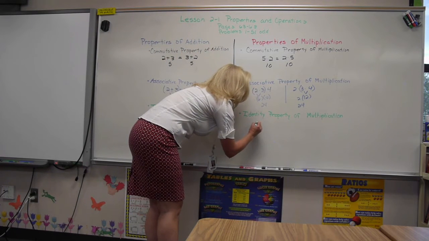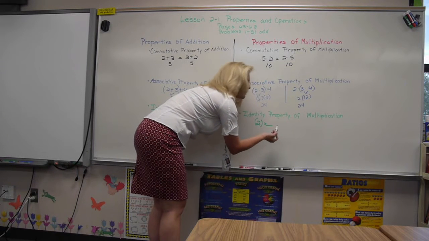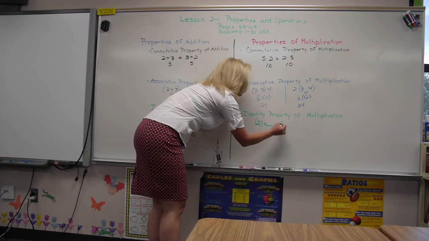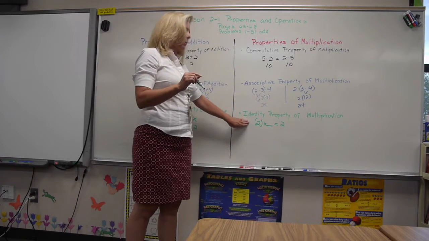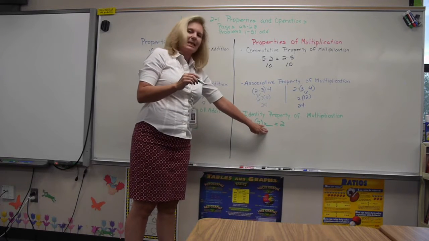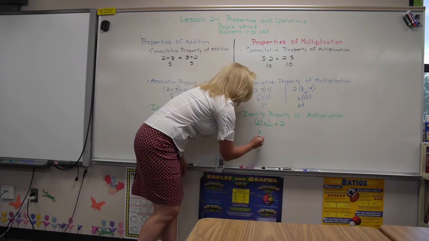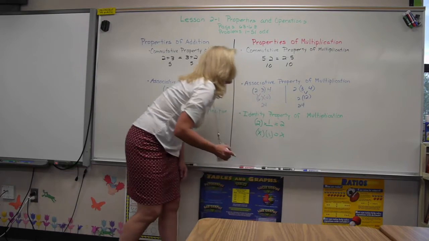We think to ourselves, what number times a number has to equal that number? Well, what's the only number I can multiply any number by that's going to keep its identity? It's got to be 1. So any number times 1 is always going to be that number.